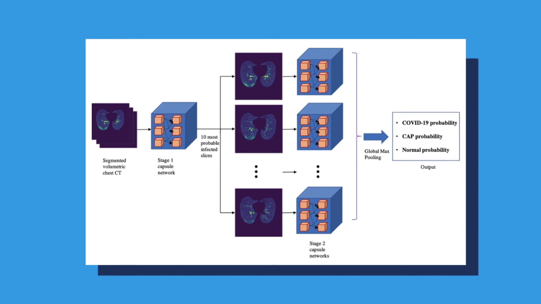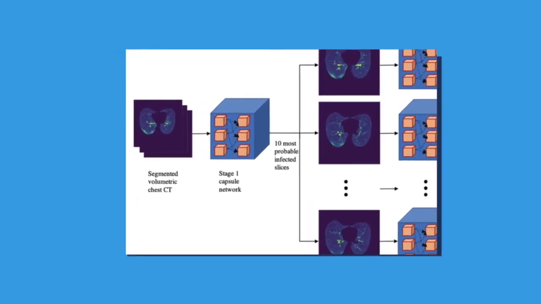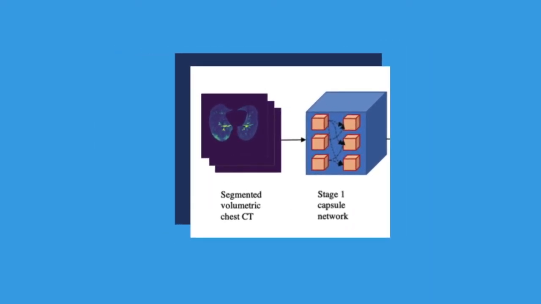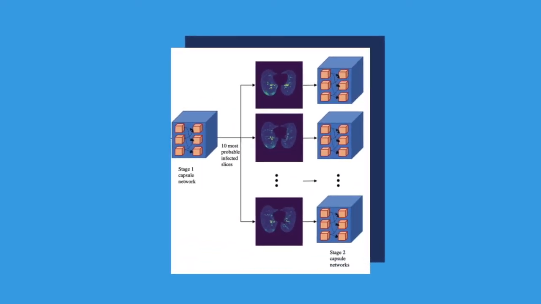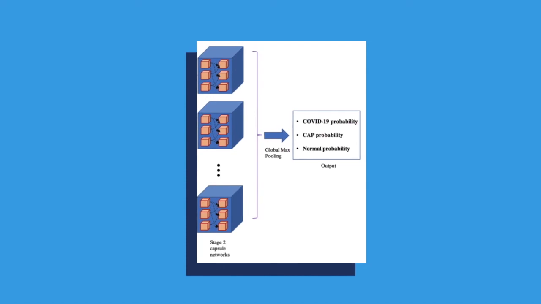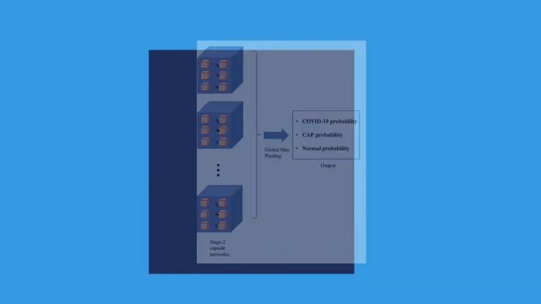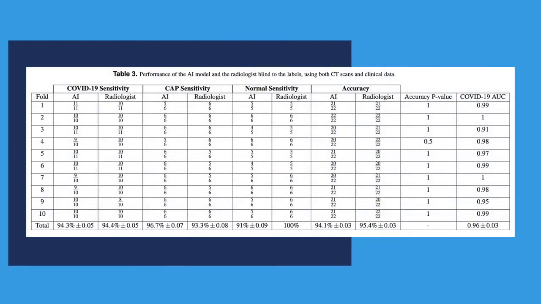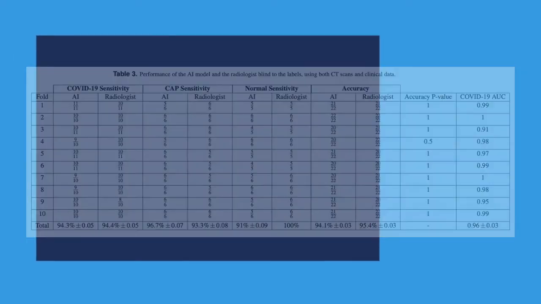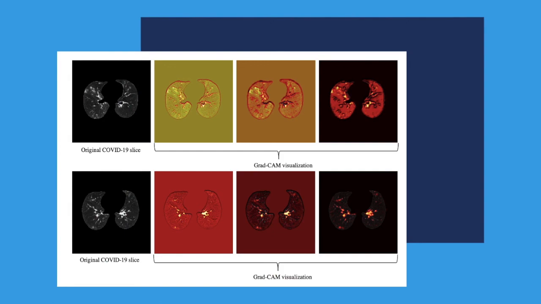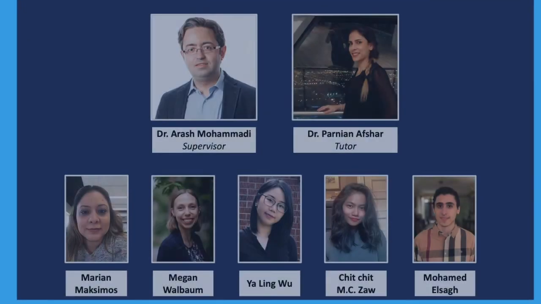The model uses a 2-stage capsule network architecture. First, CT slices go through a capsule network one by one to detect those with evidence of infection. Second, the 10 most probable slices with infection go through a time-distributed capsule network, after which a global max pooling determines the output. By using clinical data, we also improved the performance. Compared with the radiologist, the model achieved human-level performance. By using the Grad-CAM analysis, we showed that the model is paying attention to relevant locations of the image. Thank you.